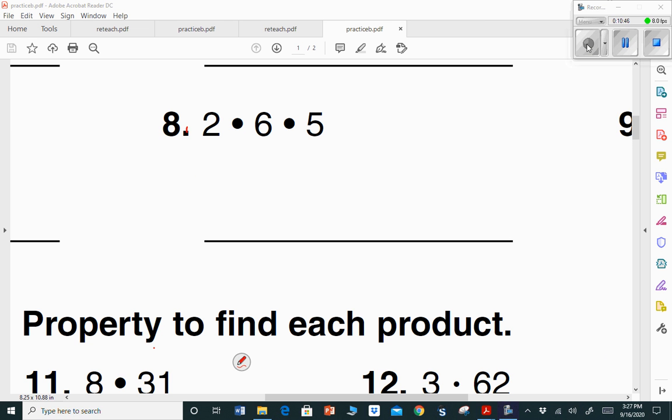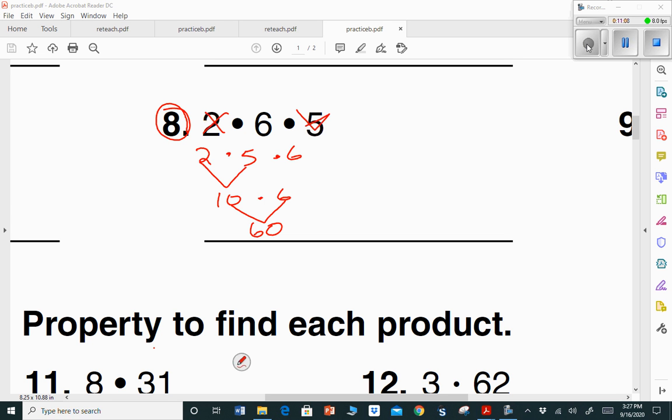Let's look at number 8. Again, we're looking for things that can multiply to make 10. So I do 2 times 5 times 6. 2 times 5 is 10. 10 times 6 is 60, so that's pretty simple.